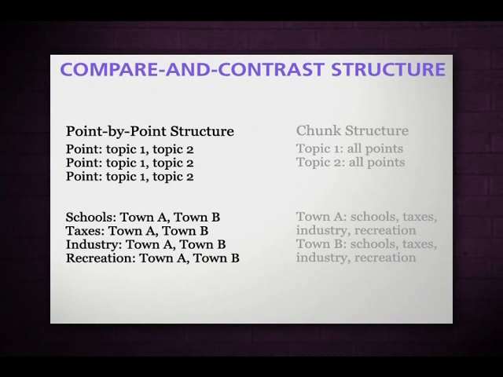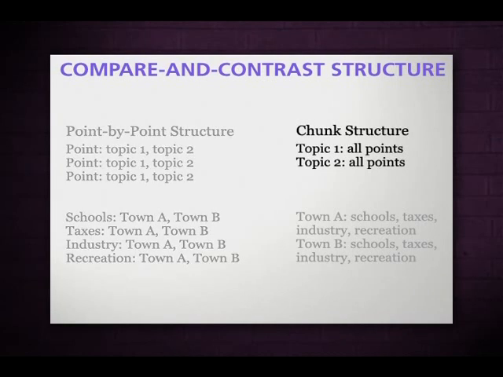Then you could compare the industry, town A, town B. Then you could compare the recreation facilities, town A, town B. Another way to do it is chunk. You do all of one topic, then all of another topic. So this method, you would do all of town A: schools, taxes, industry, recreation; then all of town B: schools, taxes, industry, and recreation. How do you know which one to use?